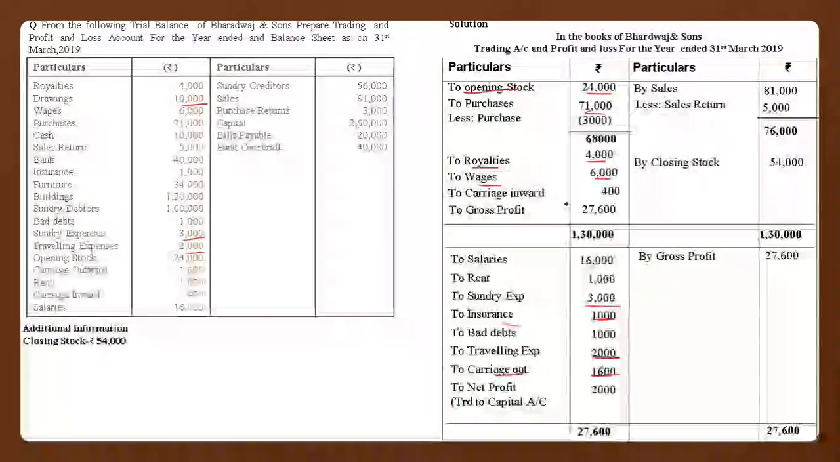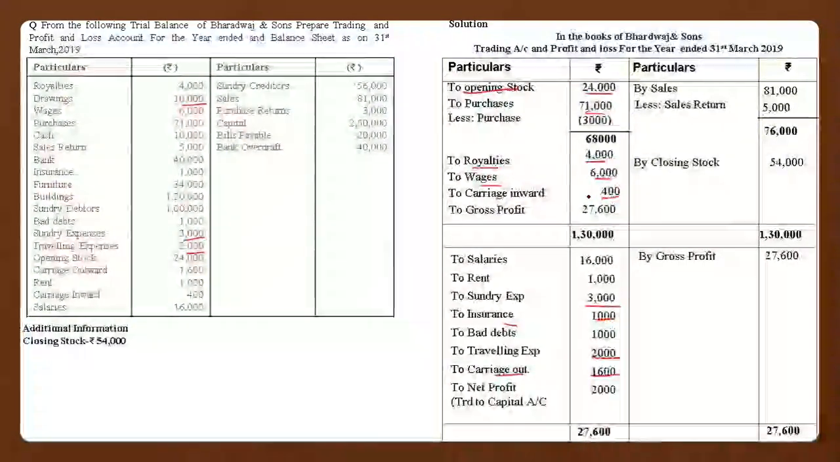Next one is carriage inward. So carriage inward is a shipping and handling cost that incurred by a company that is receiving goods from the supplier. So it is a direct expense. So you have to write carriage inward 400 rupees in trading account.